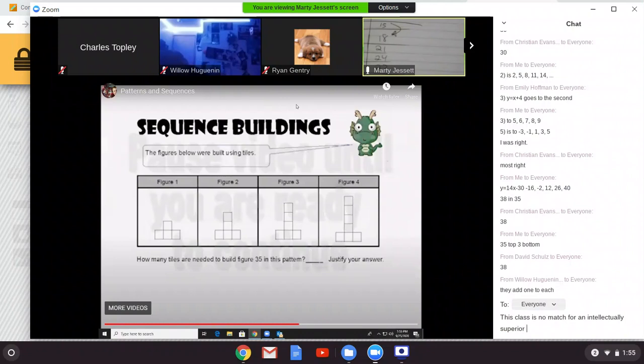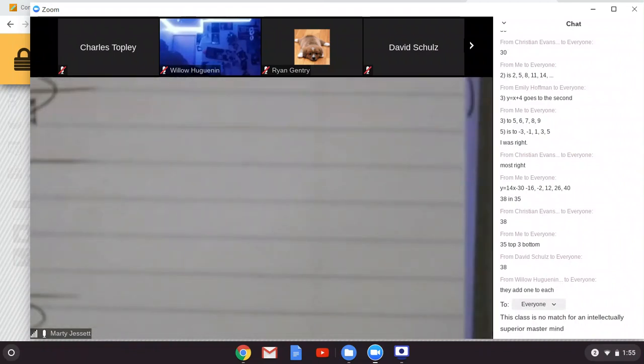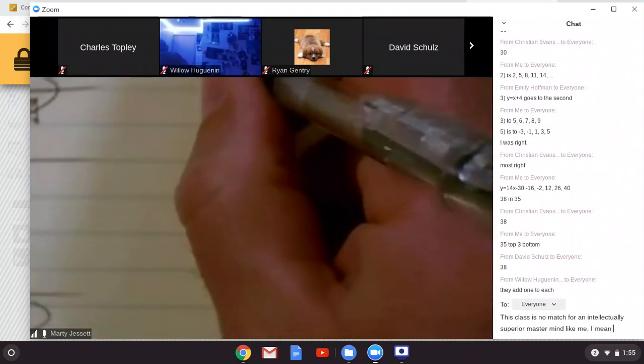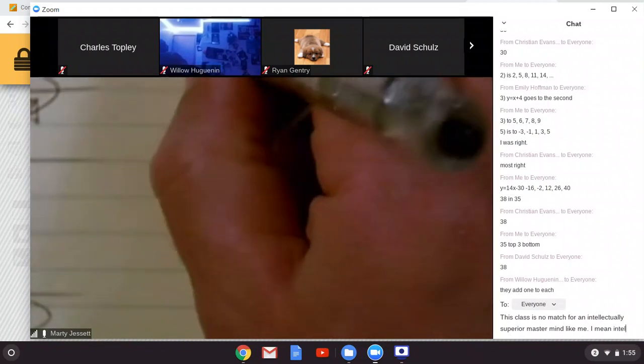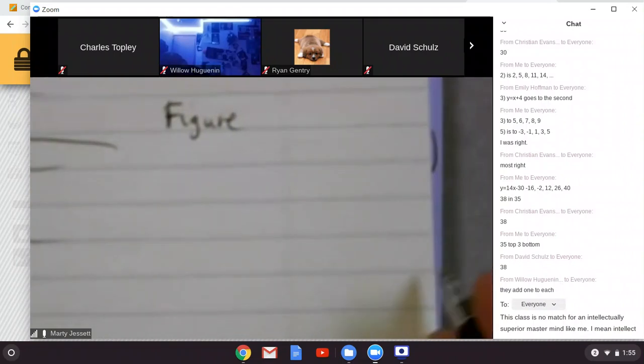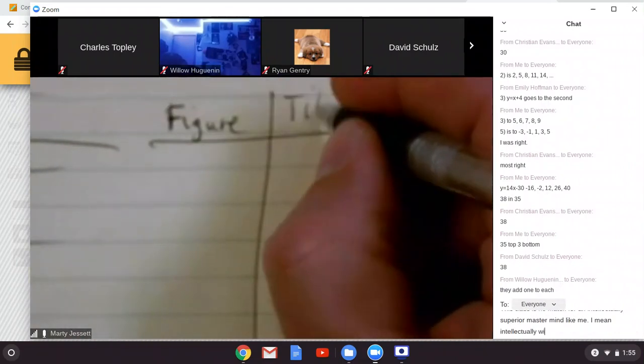All right, so I'm gonna share my document camera to show you how I would do this one. If it was me, again, I would make a table. I love tables. They just help organize things. You can just put everything. So in the left-hand side, I would put the figure. Let's get that up so you can see it. So figure, and over here I would do tiles.